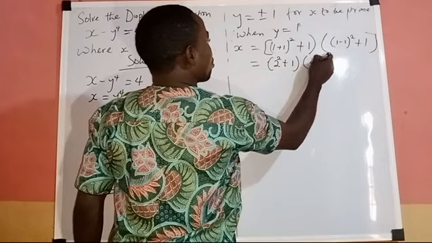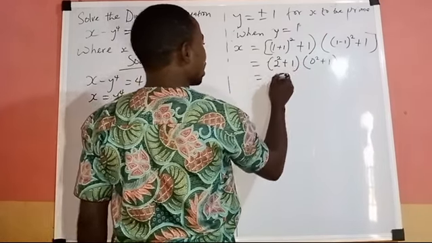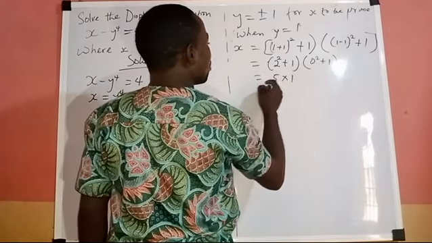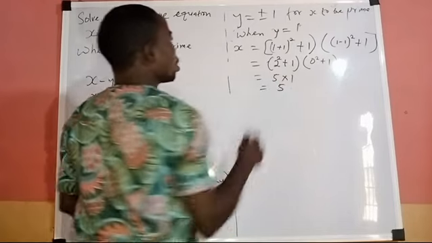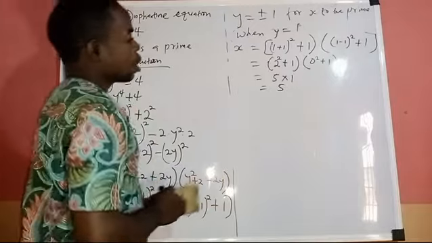And then you're going to be having that this is 2 squared plus 1, and then we have 0 squared plus 1. So we're having that this is 4 plus 1, and that's going to give us 5, and then multiplied by 1, which is actually equal to 5. So we see that when our y is equal to 1, our x is actually going to be 5.